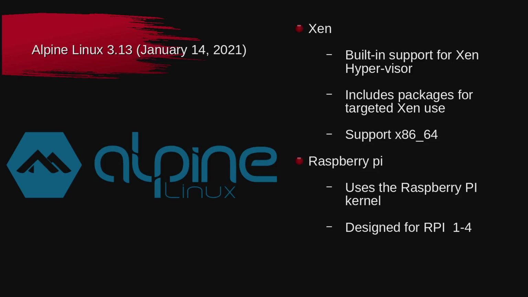Then there's the Raspberry Pi, which uses the Raspberry Pi kernel, and there are two installations for that. One is for Raspberry Pi 1 through 3, which is ARM version 7, and then there's the ARM AArch64, which will of course be the Raspberry Pi 4.